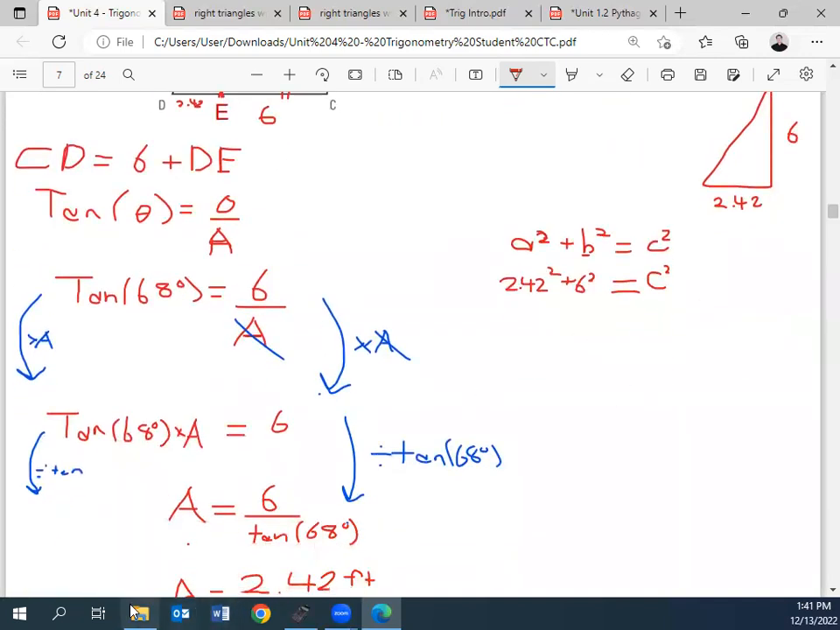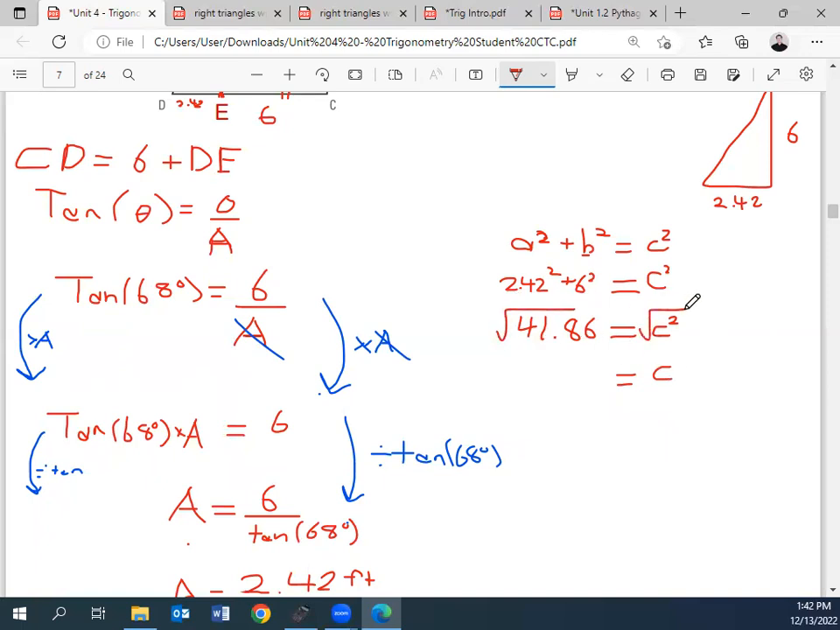And so if I plug that in my calculator, 2.42 squared plus 6 squared, 41.86, you bet, is equal to c squared. I don't care what c squared is. I care what c is though, right? So what do I have to do here? Take the square root of both sides, right?